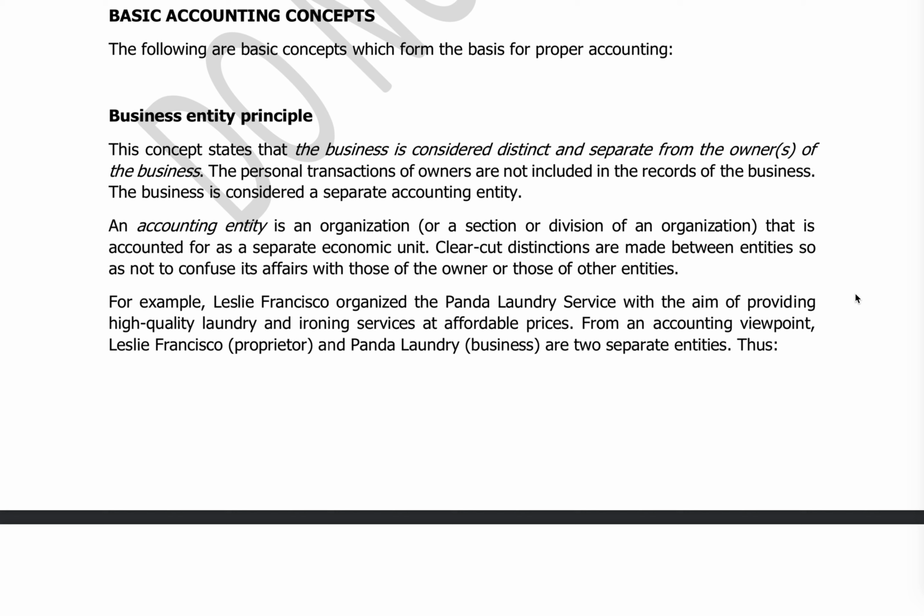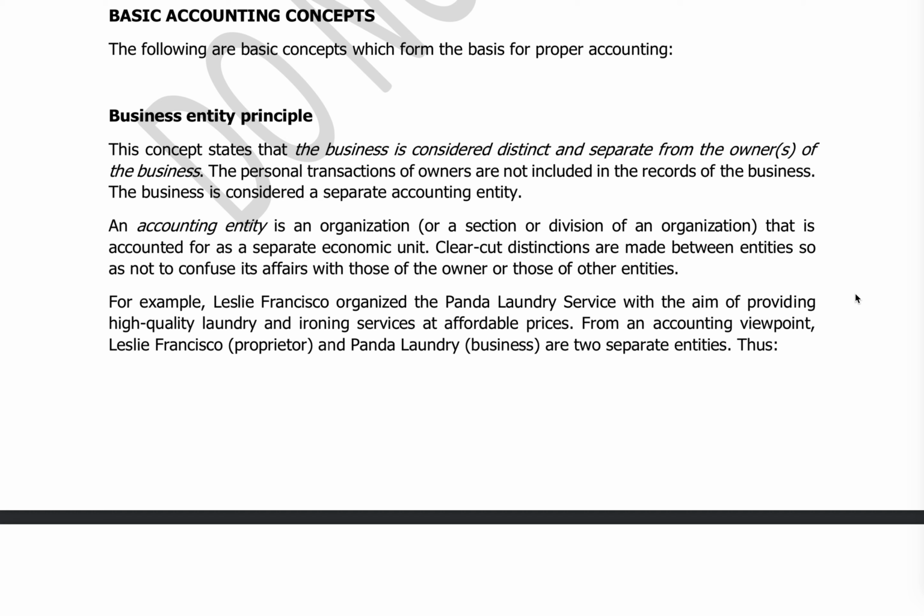This concept states, ito, number 1, basic accounting concepts. The business entity principle. So, mag-start na tayo sa basic accounting concepts, ha. Number 1, business entity principle. This concept states that the business is considered distinct and separate from the owners of the business. So, ibig sabihin, yung transactions ni owners ay hindi transactions ni business. Yung transactions ni business ay iba pa sa transactions ni business owner na personal. So, magkaiba sila. Kung ano lang yung transactions ni business, yun lang ang i-record. Separate siya doon sa transactions ni owner. Okay?